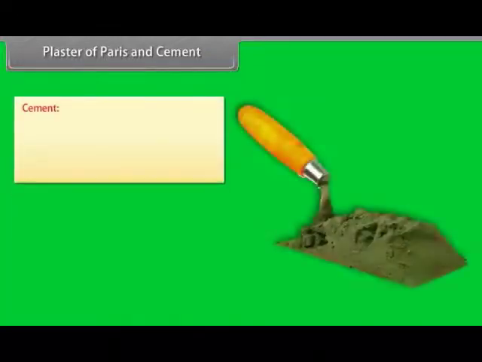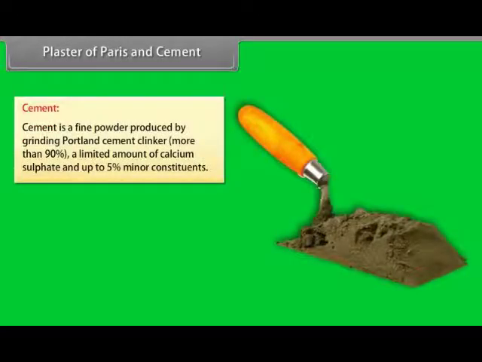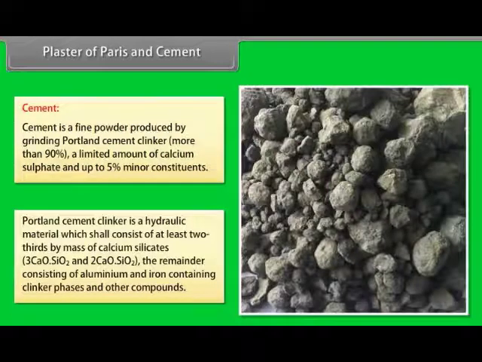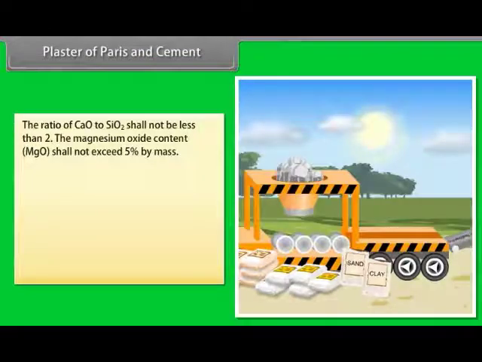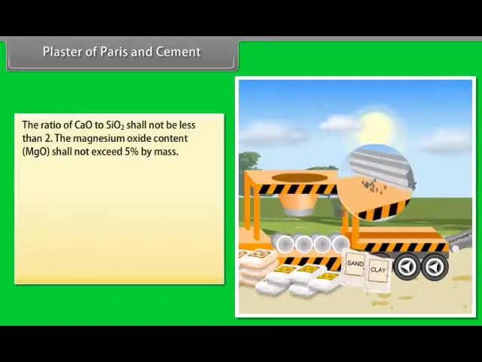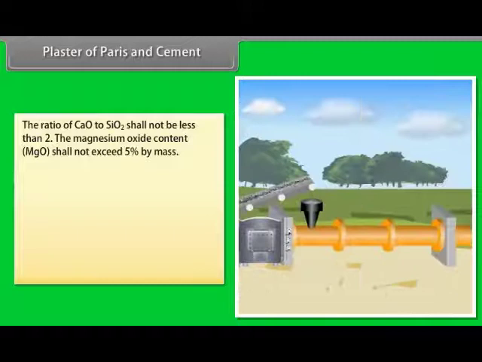Cement. Cement is a fine powder produced by grinding Portland cement clinker, more than 90%, a limited amount of calcium sulfate, and up to 5% minor constituents. Portland cement clinker is a hydraulic material which shall consist of at least 2/3 by mass of calcium silicates, the remainder consisting of aluminium and iron-containing clinker phases and other compounds. The ratio of CaO to SiO2 shall not be less than 2. The magnesium oxide content shall not exceed 5% by mass.